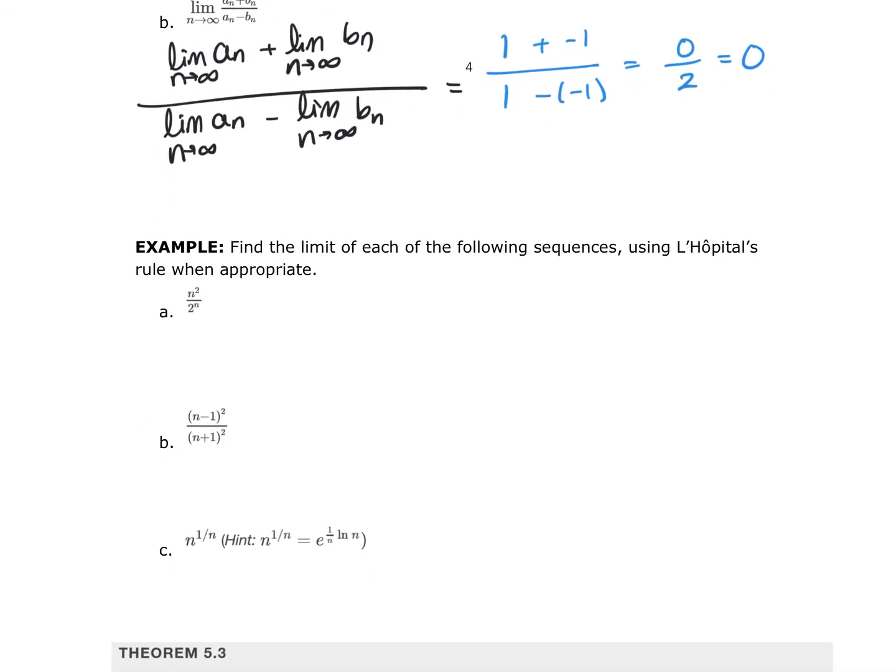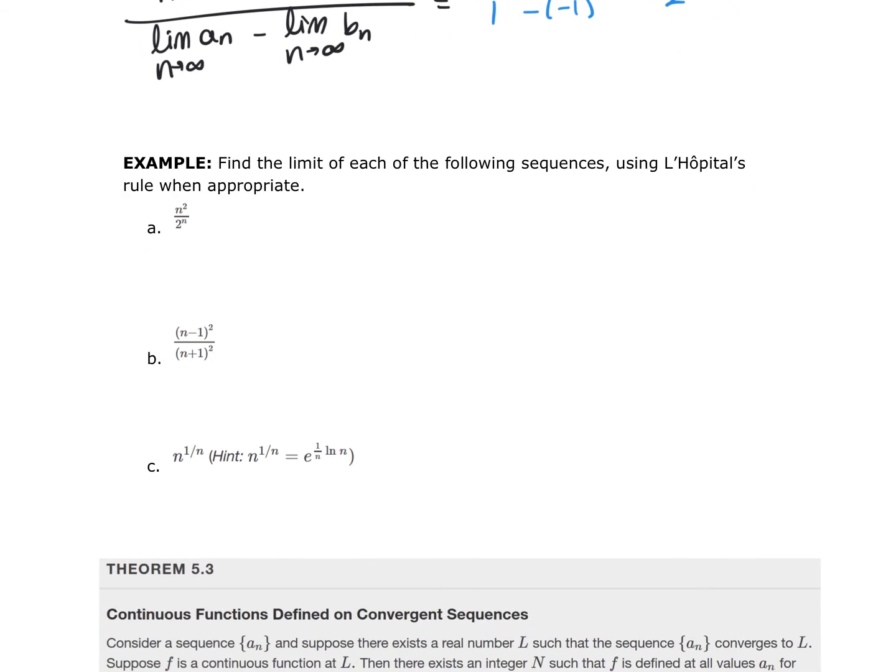Okay. Now we're going to find the limit of each of the following sequences, and we're going to use L'Hopital's where it's appropriate. Again, if you remember, we have been working with L'Hopital's for a while, so we have to make sure that L'Hopital's applies. So what they're asking me to do now is actually find the limit. I don't know what it is. The limit as n goes to infinity of n squared over 2 to the n.